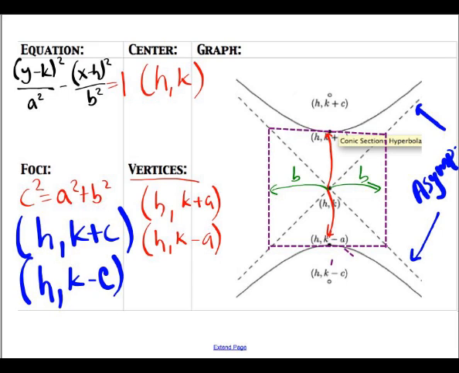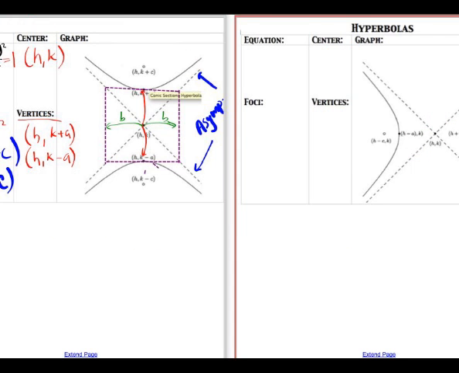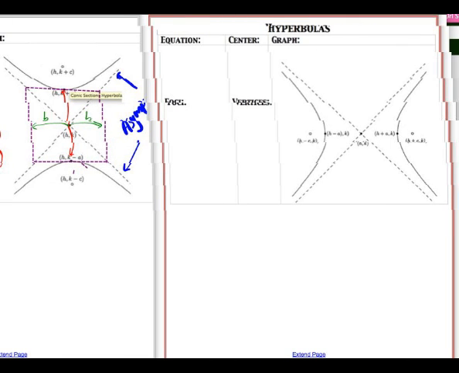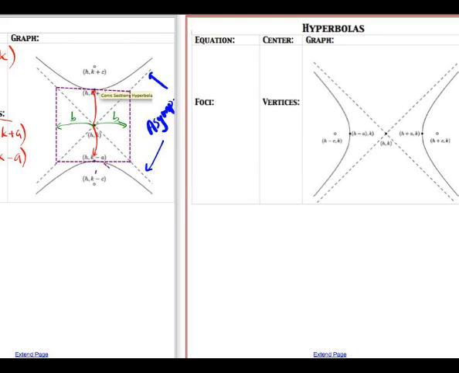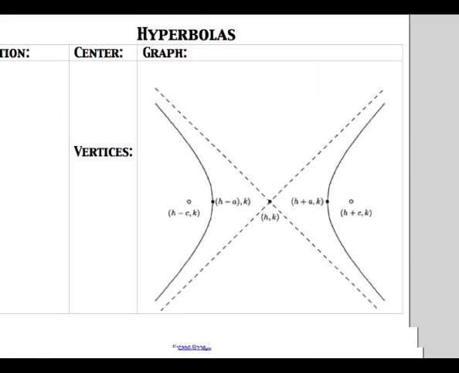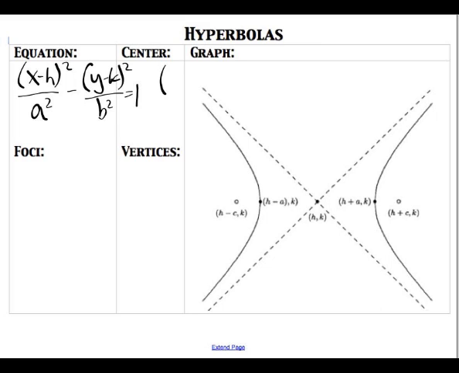The next one is going to be fairly identical, the next set of notes. Now we have a horizontal facing graph. So we have a similar equation, similar vertices, but notice the graph simply is left and right instead of up and down. So the rule is almost going to be exactly the same, but it's going to have x first. So first we're going to start with x minus h squared over a squared minus y minus k squared over b squared equals 1. The center is still h comma k, that doesn't change.